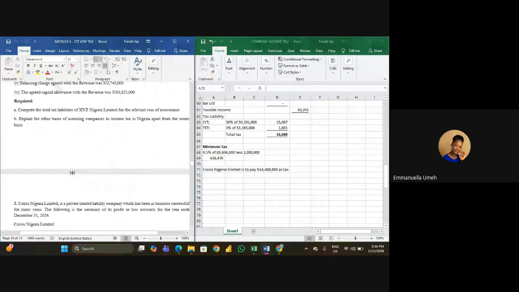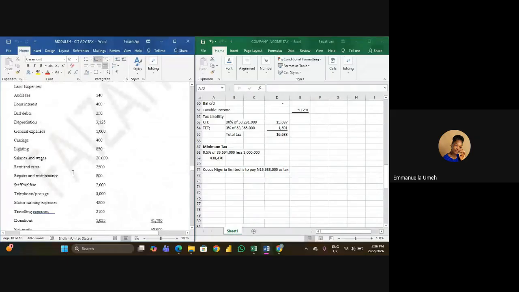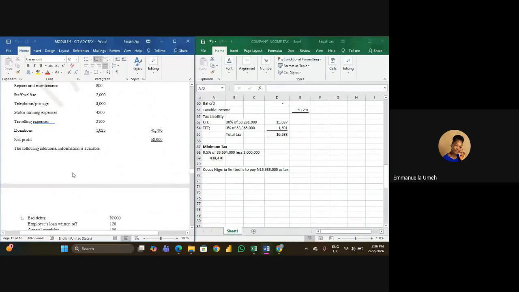Okay, so when we calculated this minimum tax, I did 0.5% of the 89,695, and I got 448,470. And we've not subtracted the FII from it. Don't know if you can look at it again.